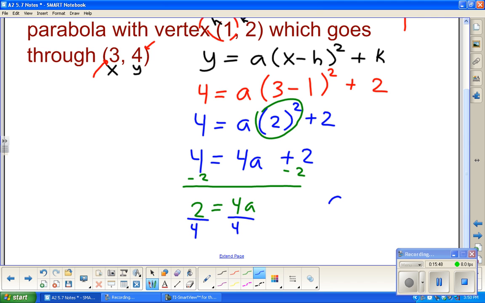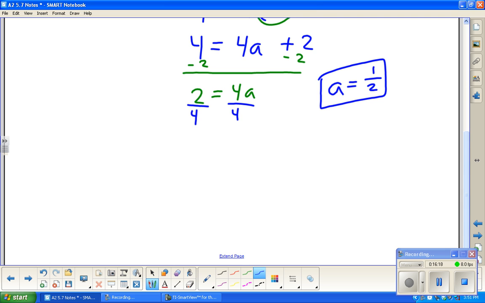Okay, so our a is 2 over 4. If we reduce that, a is 1/2. Okay, that's our a value. That's what we need to write the equation. Okay, that is not the final answer, but that's what we need. Now all we need to do, we're basically done here. We're going to plug in the 1/2 for a right here, and we're going to plug in what the vertex was. Okay, we are not plugging in for x and y. Those need to stay variables. When you write the equation of something, we don't plug in for x and y.